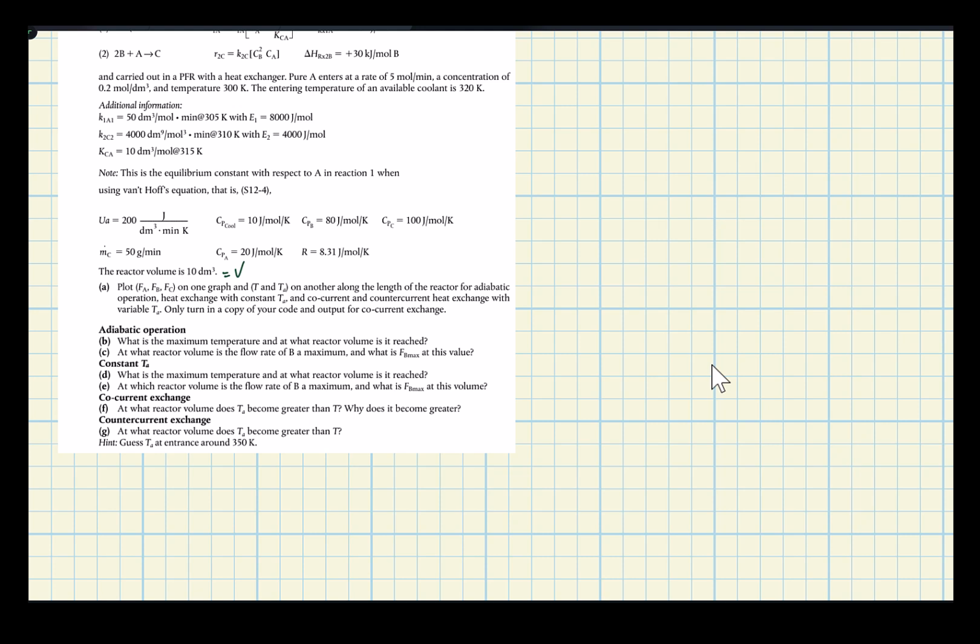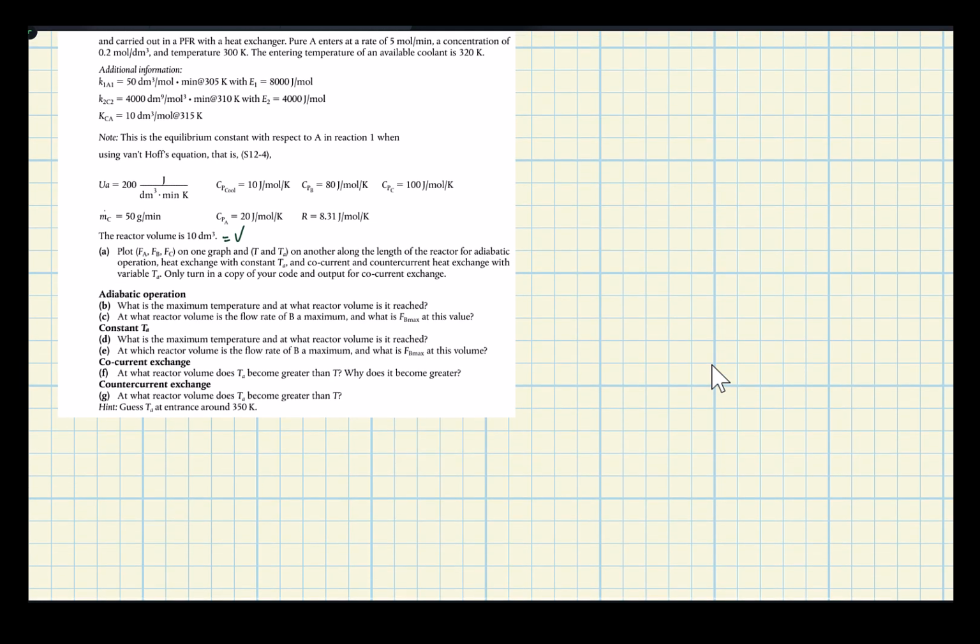Then it's saying plot all of the flow rates. So I'm going to assume that I'm going to be doing dF terms, so we want d flow rate of A, d flow rate of B. We're not going to want to use conversion because it doesn't ask us for conversion at all within this problem, so we don't have to worry about conversion. And then it also says to plot the temperature inside the reactor versus the ambient temperature, Ta, on a separate graph, for adiabatic operation, heat exchanger with constant Ta, and then co-current and countercurrent.